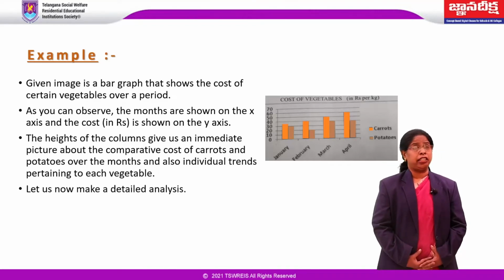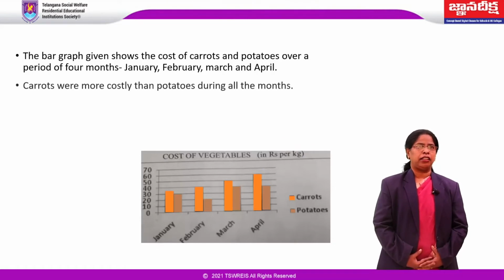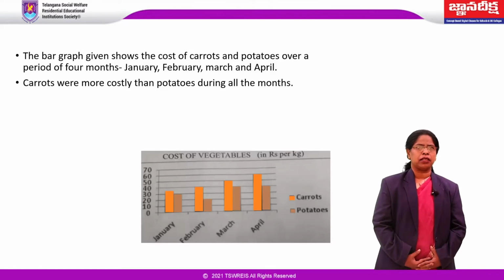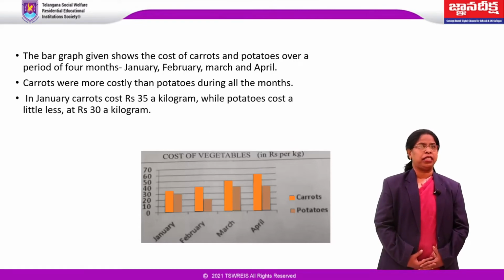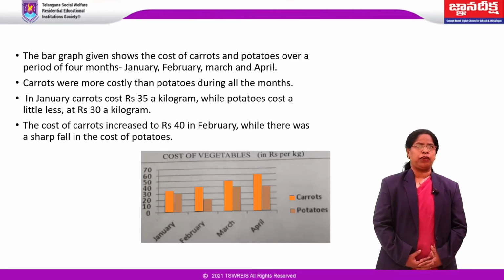Let us now make a detailed analysis of this bar chart. The bar graph given shows the cost of carrots and potatoes over a period of 4 months. You can see January, February, March and April. And the carrots were more costly than potatoes during all the months. In January, carrots cost rupees 35 a kilogram, while potatoes cost a little less, rupees 30 a kilogram. The cost of carrots increased to rupees 40 in February.